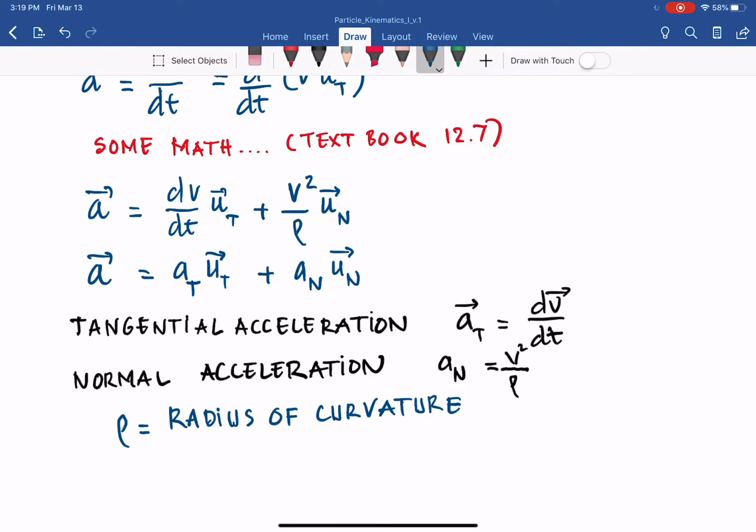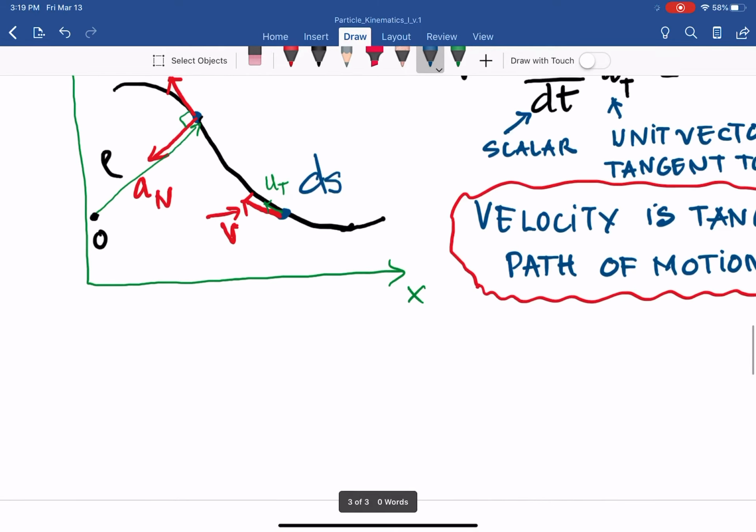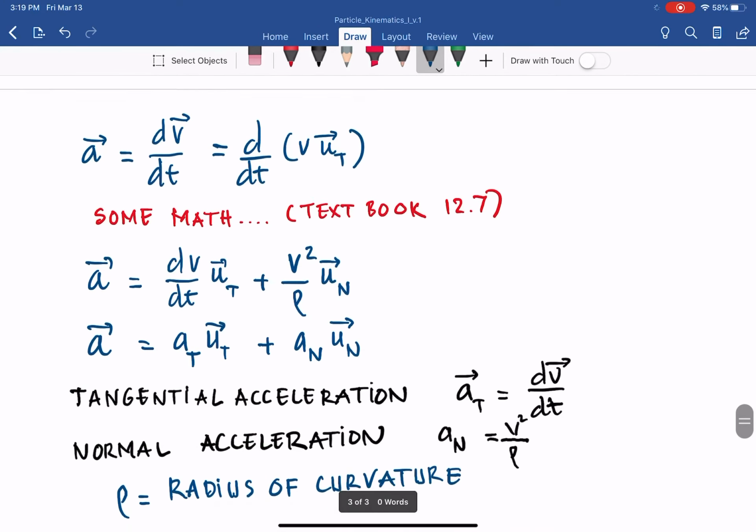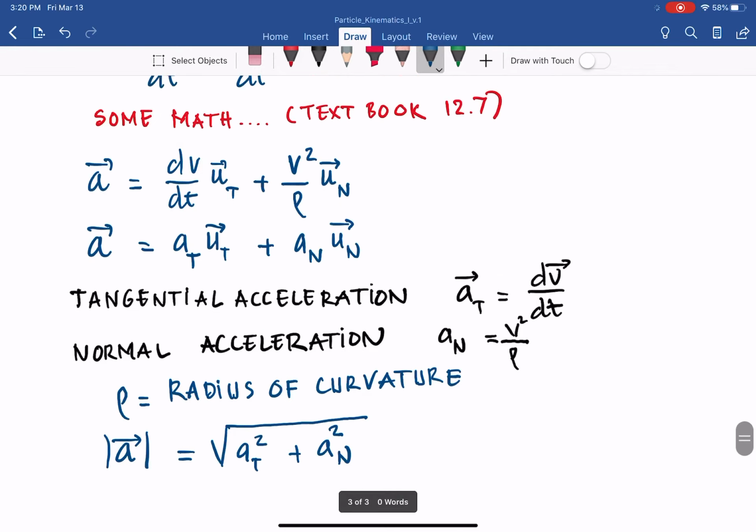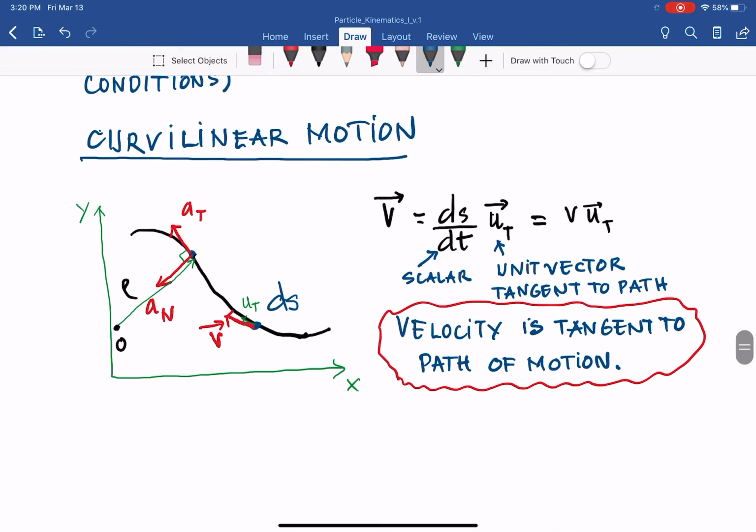Because there are two components, at and an, at a right angle, to find the magnitude of the total acceleration in curvilinear motion, it can be taken as the square root of the sum of the two components squared, like you take the force Fx squared plus Fy squared. So here you add at squared plus an squared. The total acceleration vector, if we show it here, is basically the resultant of these two vectors.